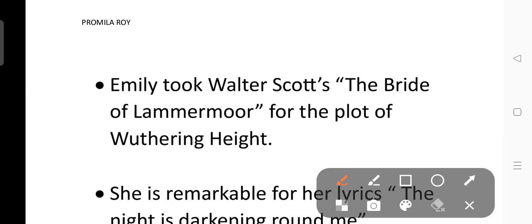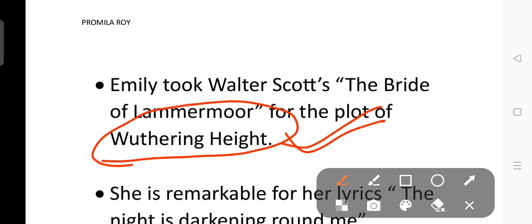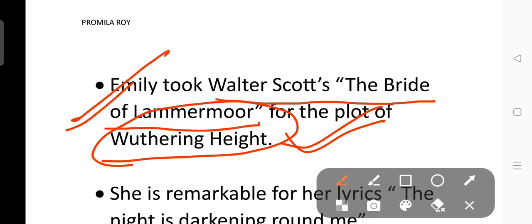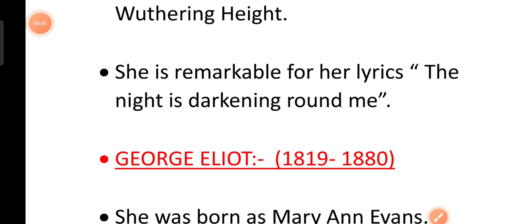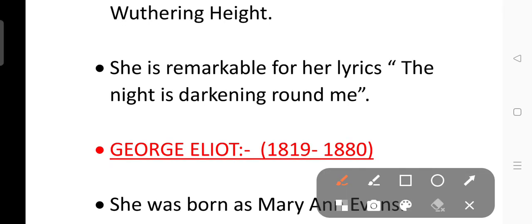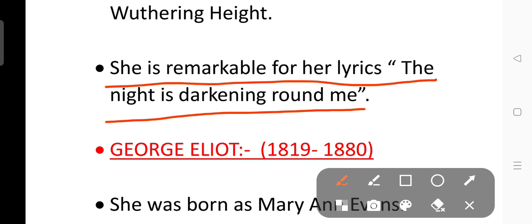And here, why is Emily Bronte very much important? Because of her writing, that is Wuthering Heights. Understood? And here she has taken the idea from Walter Scott's writing The Bride of Lammermoor. Try to remember this one. She is remarkable for her lyrics: The night is darkening round me.